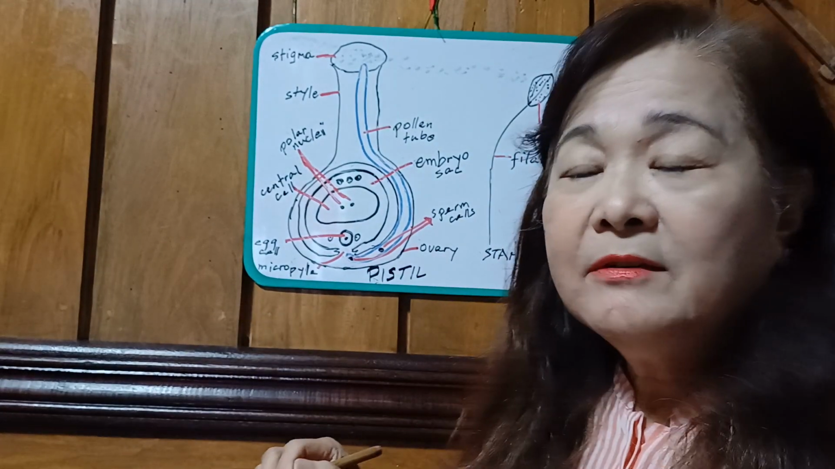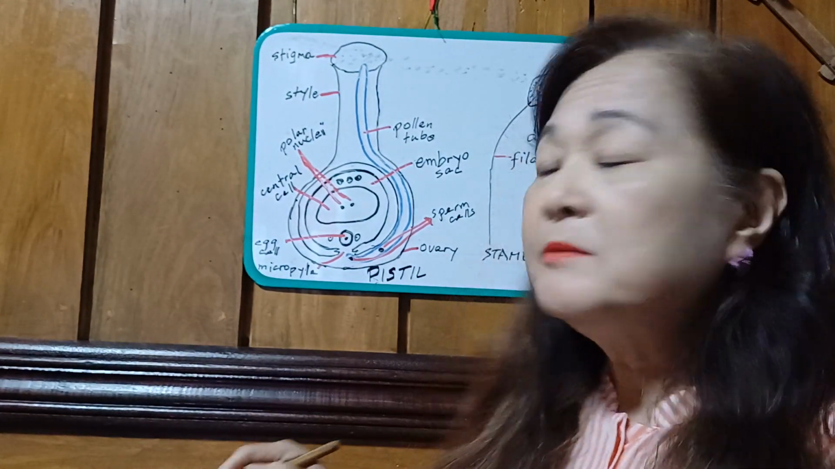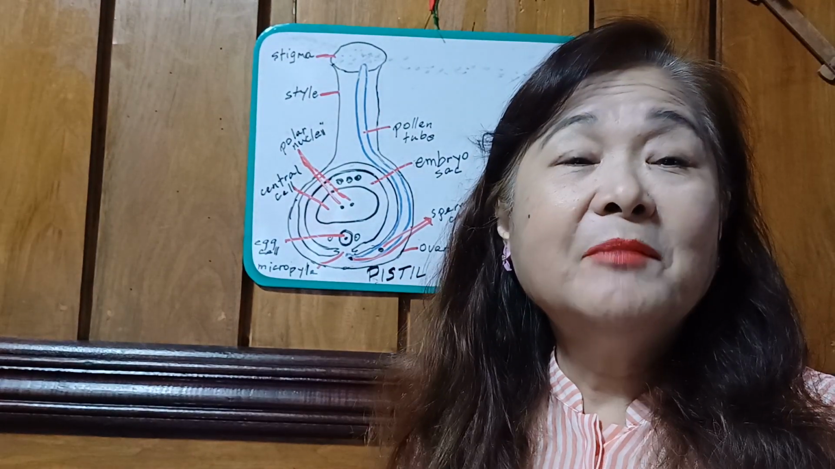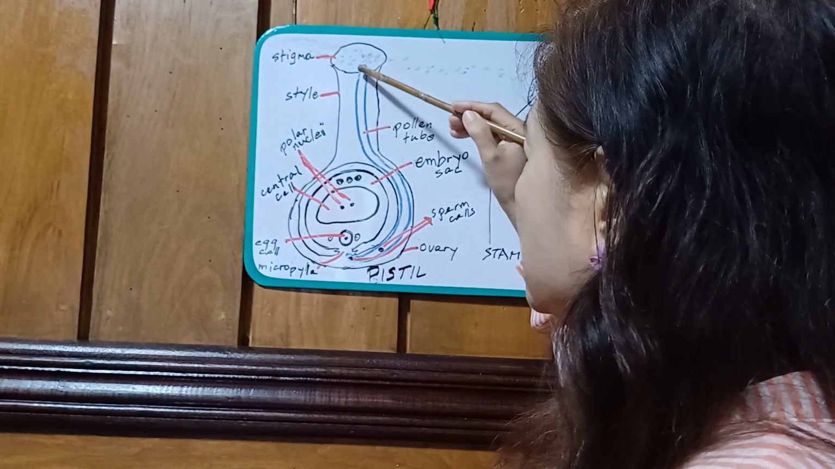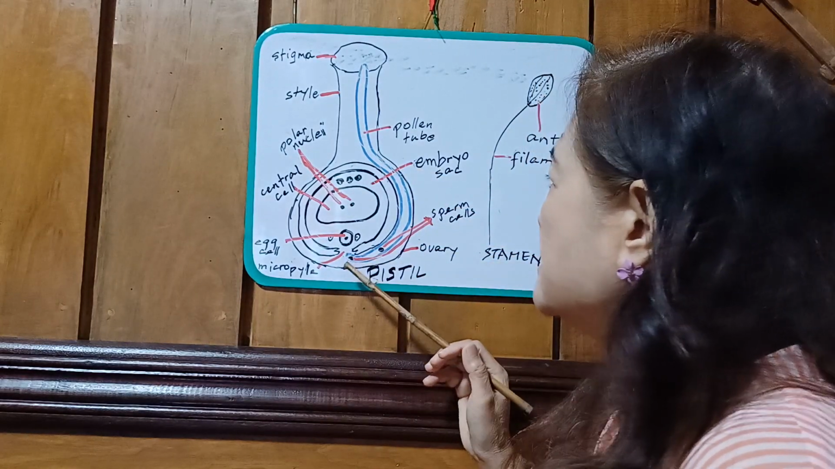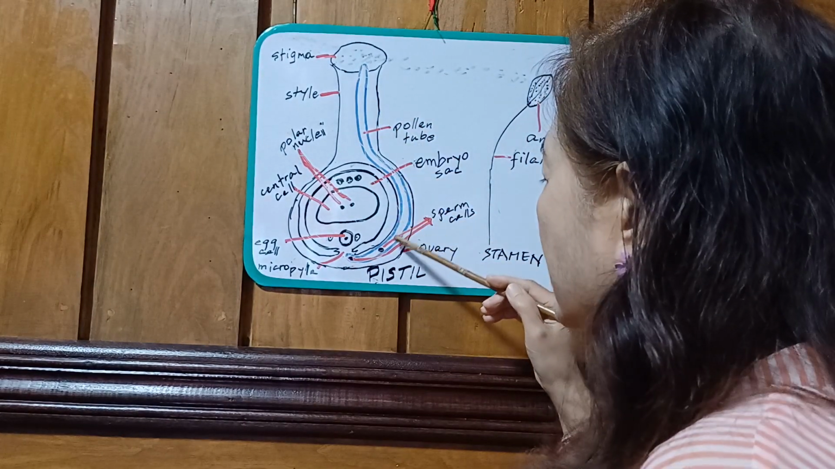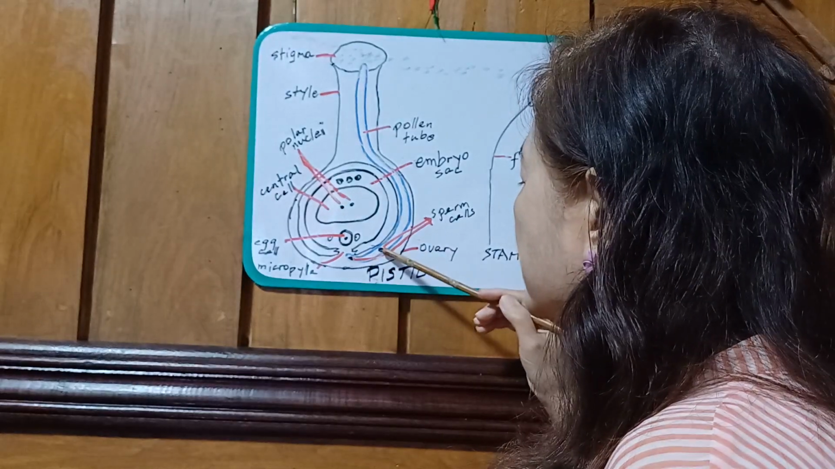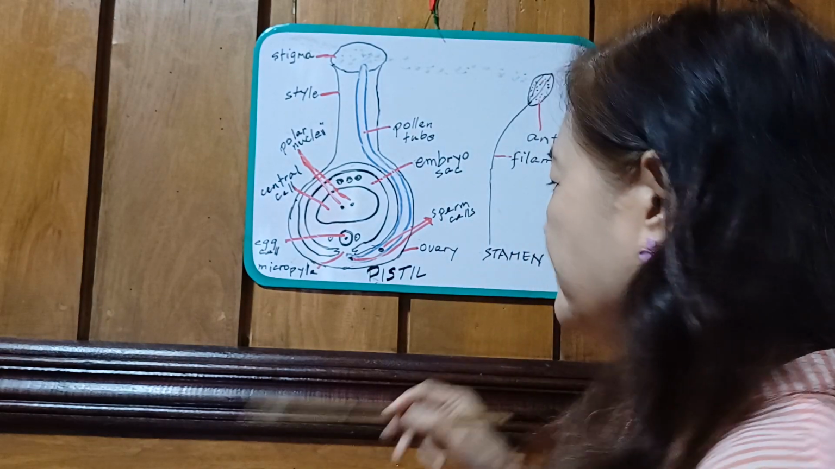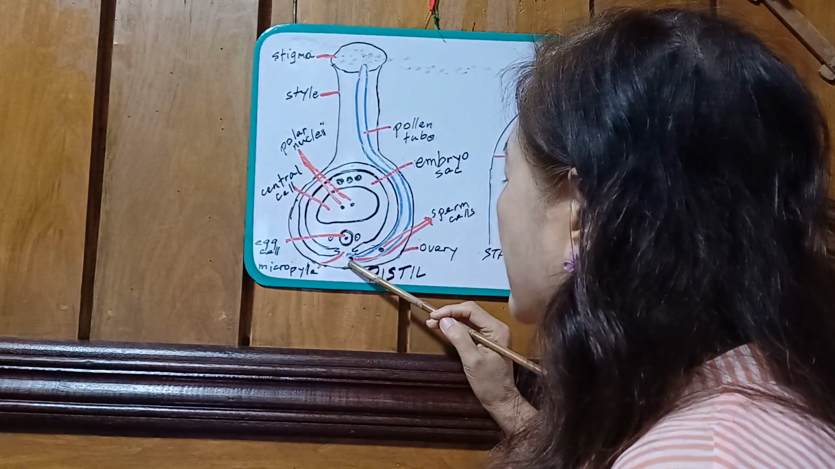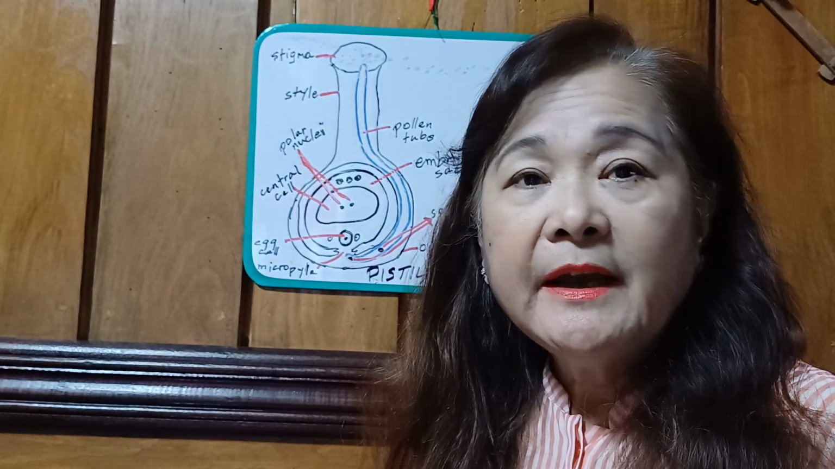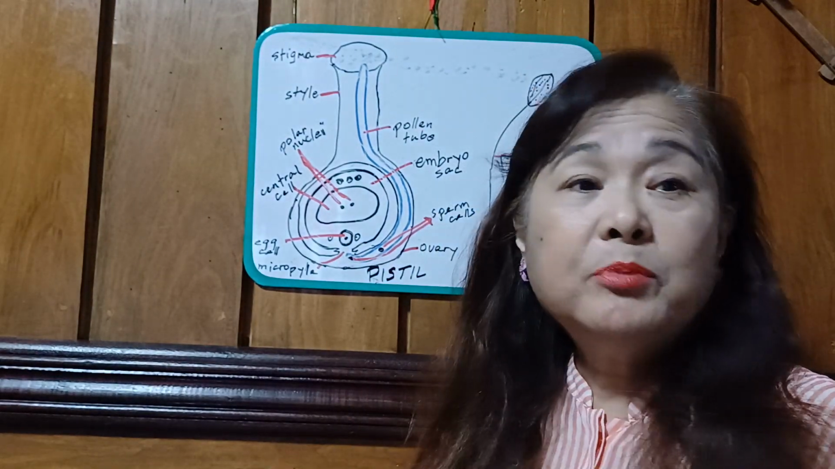Since the pollen grain originally contains 2 sperm cells, there are 2 sperm cells carried by the pollen tube. So the purpose of this growing pollen tube is to deliver the 2 sperm cells towards the ovule. One sperm cell will fertilize the egg cell, and that will produce a diploid zygote.